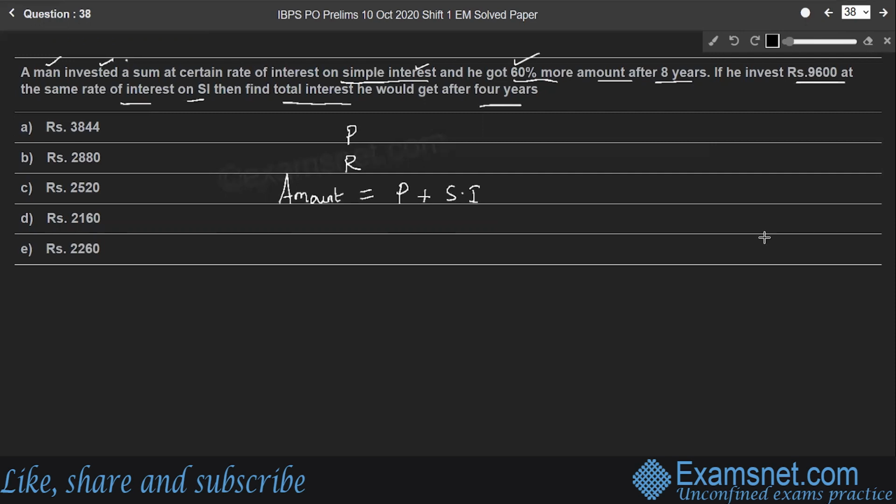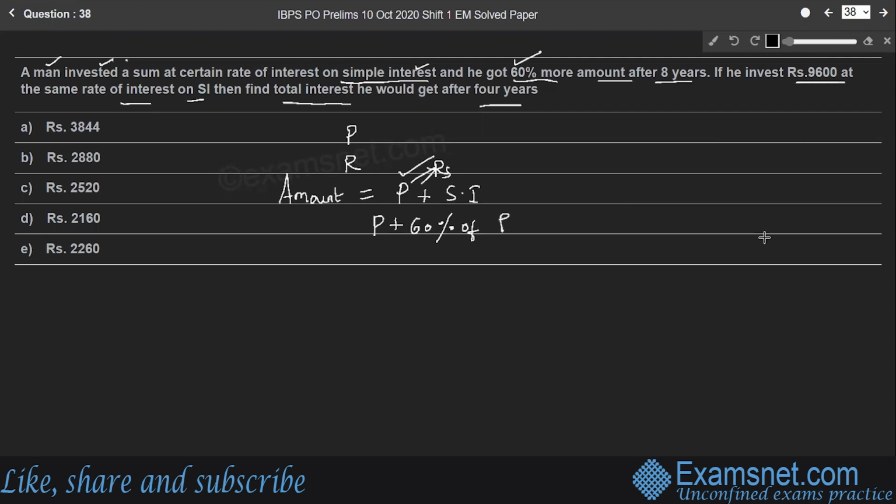What exactly is that amount? He got 60% more amount after 8 years. So for the money that is principal, rupees P, if you consider P as the principal, the amount he will get is P plus 60% of principal.